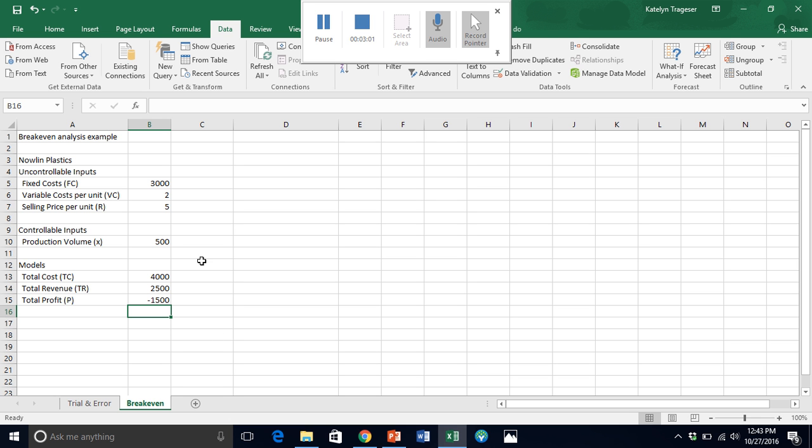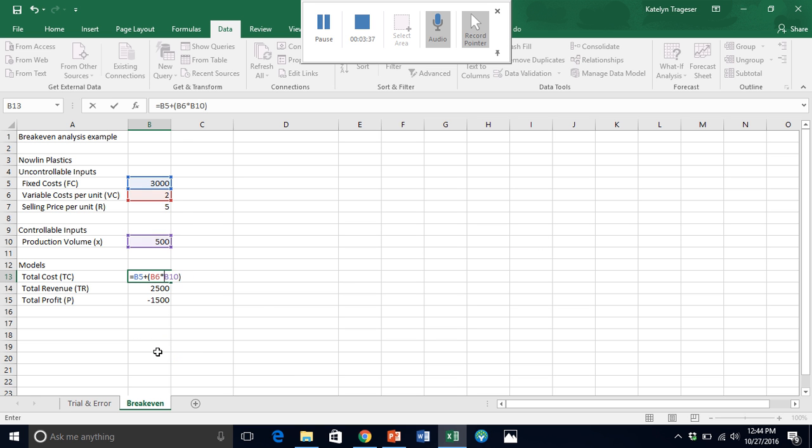So now we want to essentially adjust our production volume so that we can find our break-even point, or our total profit of 0. In order to do that, we need to make sure that the cells we're working with, the models we have set up, are actual functions. For instance, in our total cost function, we need to reference cells. We don't want to just simply enter values of 3,000 plus 2 times 500. The goal-seek function would not work properly if we did that.